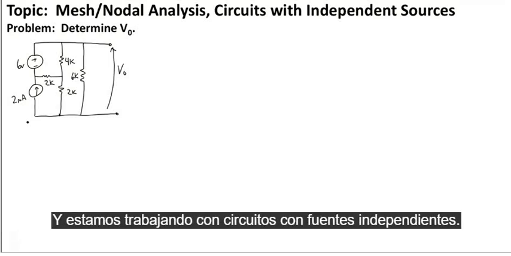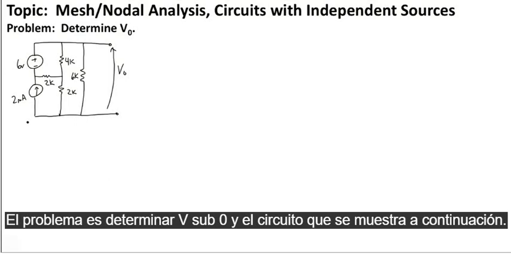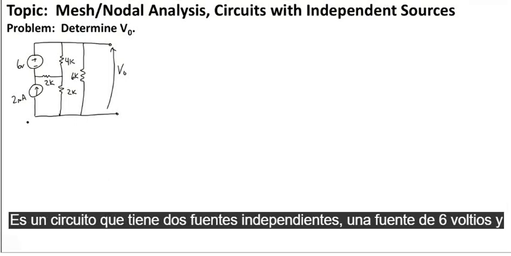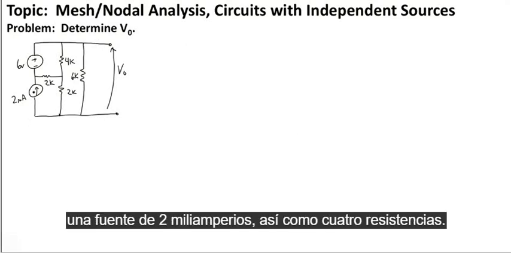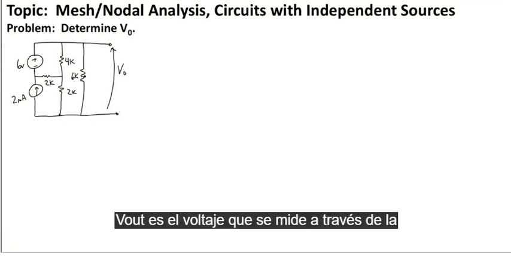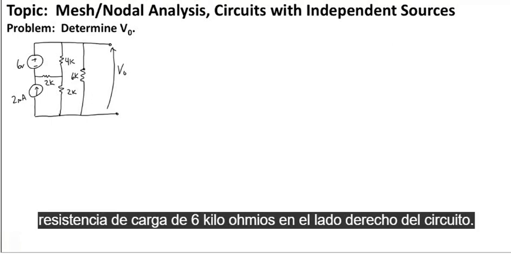And we're working with circuits with independent sources. The problem is to determine V sub 0 in the circuit shown below. It's a circuit that has two independent sources, a 6-volt source and a 2 milliamp source, as well as 4 resistors. V out is the voltage that's measured across the 6 kilo ohm load resistance on the right-hand side of the circuit.